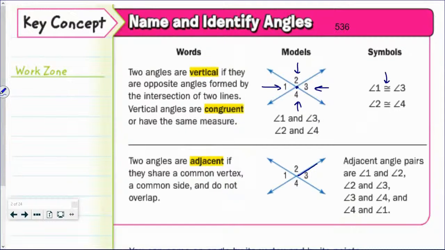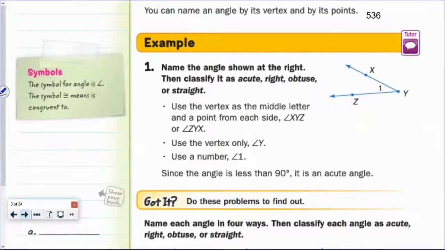Angle 3 and angle 4 are adjacent because angle 3 and angle 4 share this side. And then angle 4 and angle 1 are adjacent because they share that side. So, adjacent angles share a side. Vertical angles only share an endpoint. They're kissing angles and they're right across from each other when formed by two intersecting lines.